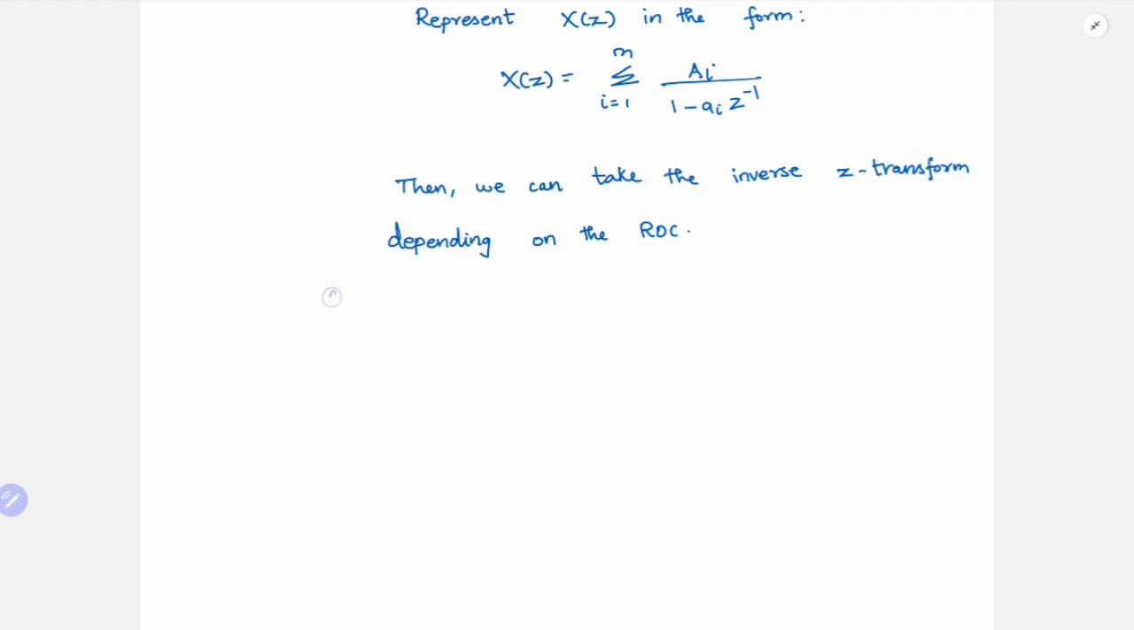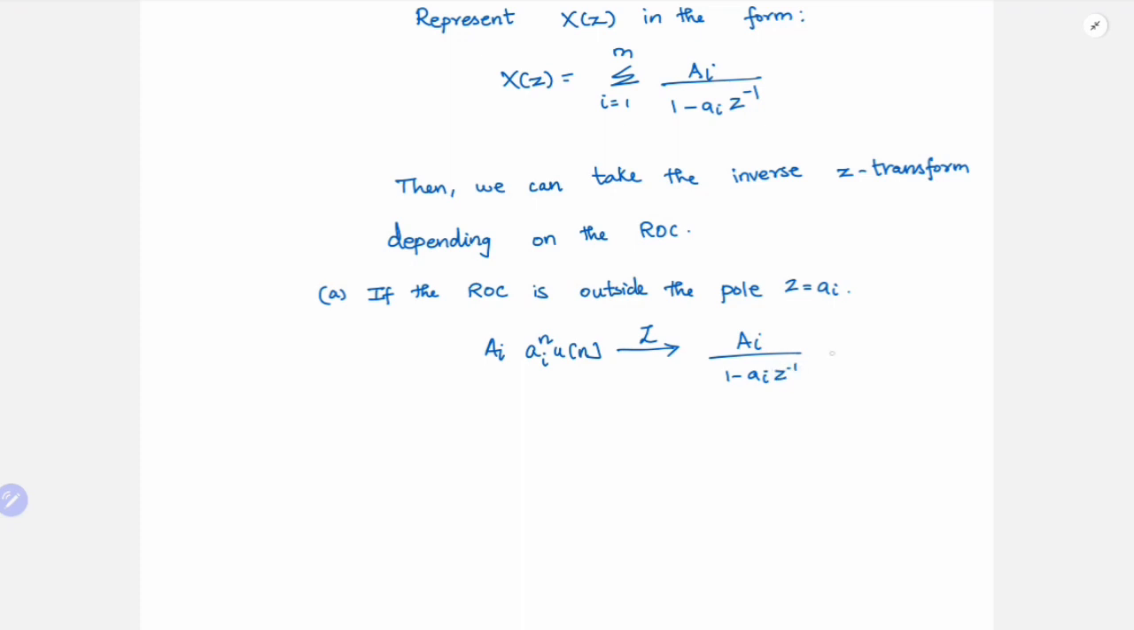So case A, if the ROC is outside the pole z equal to a i, then it means your ROC is mod z greater than a i. Then what will be your inverse Z transform? It will be of the form a i power n u of n, and since this constant term is also there, you will have A i times a i power n u of n, giving you Z transform of A i by 1 minus a i z inverse and mod z greater than a i.